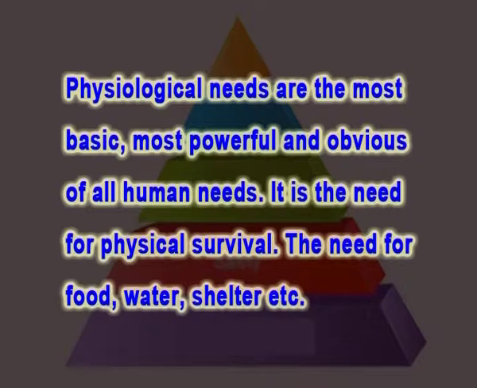The first level in the need hierarchy theory is the physiological needs. Physiological needs are the most basic, most powerful and obvious of all human needs. It is a need for physical survival, the need for food, water, shelter, etc. These needs are to be met repeatedly and are directly concerned with the maintenance of the organism and must be gratified at some minimum level before the individual is motivated to the next level. If any of these needs are not satisfied, the individual rapidly becomes dominated by that need.